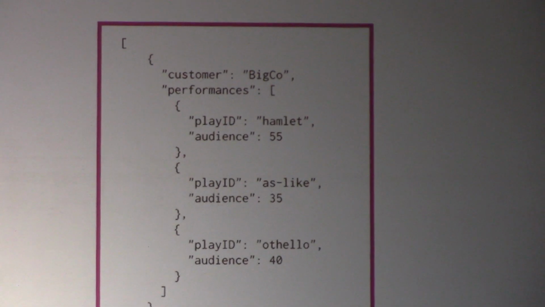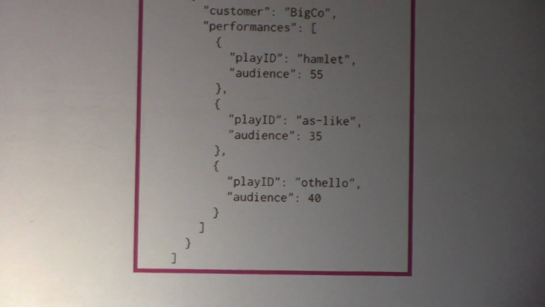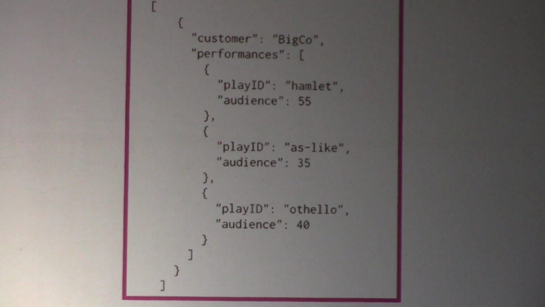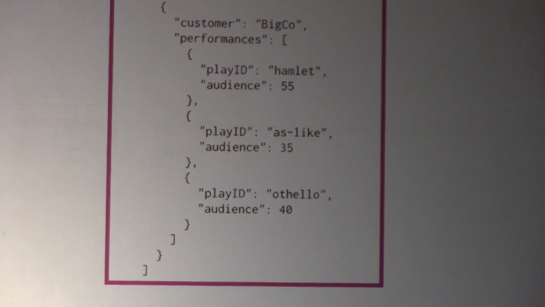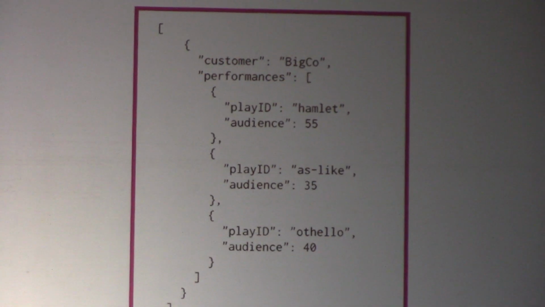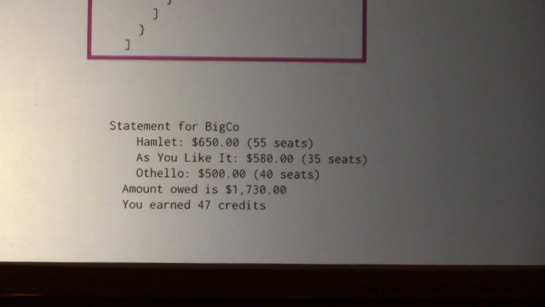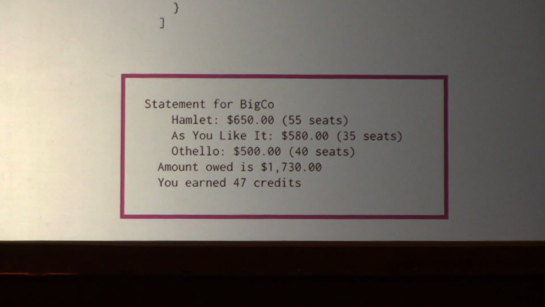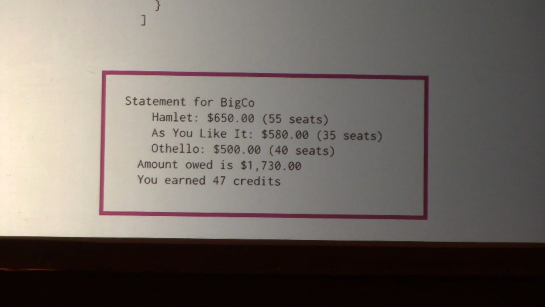And then when they do a performance of the play, what you see is this JSON data structure, where they basically say, okay, I'm doing it for a customer, and for a particular customer I carry out certain performances. Each performance has a particular play, which is the play ID indicated in the data structure at the top, together with how many people were in the audience, because that's the basis for the billing. And then the program takes these two input data structures and produces this output. A simple little statement, plain text, that says how much it costs, based on the number of people who come to see the play.